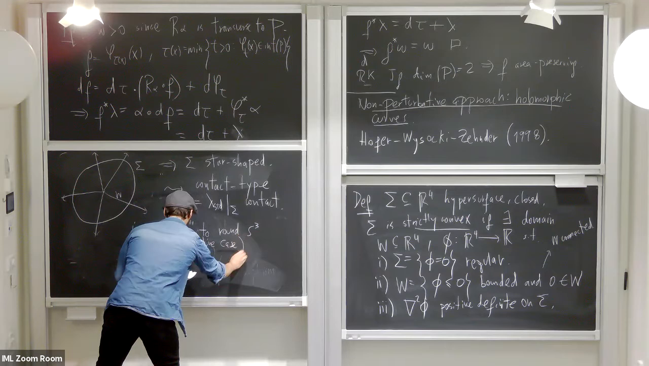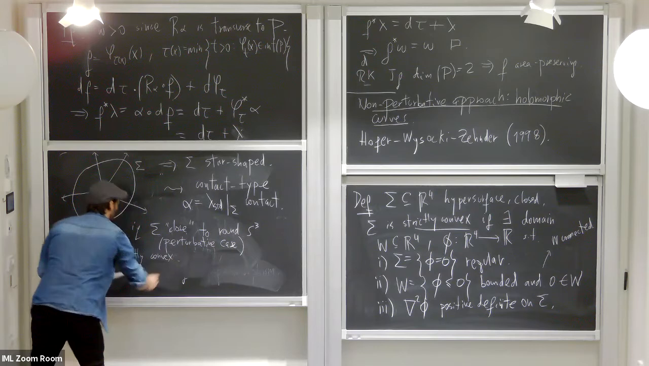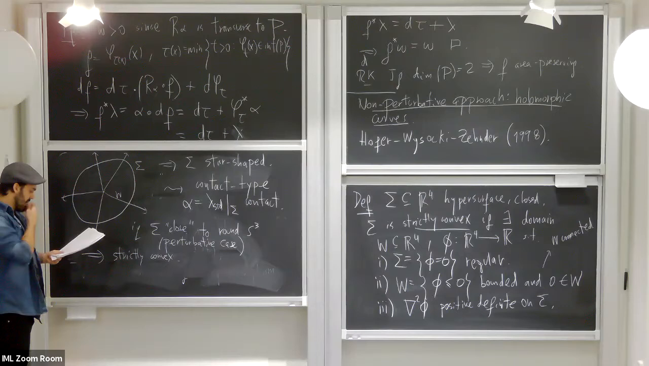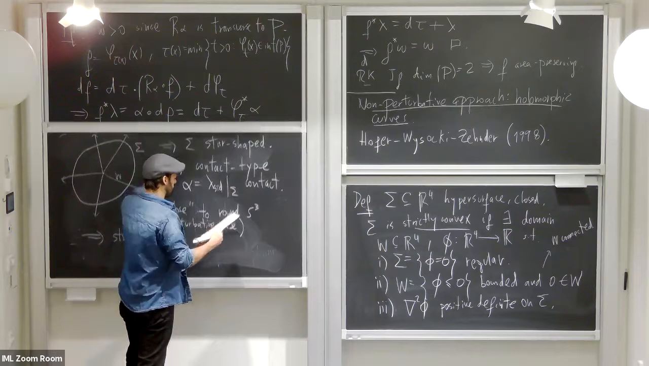This is because convexity is an open condition, this is strictly convex, in the convex world. But this notion in principle is non-perturbative, right? So you could have strictly convex subsets in R4 which are not close to the round S3. So the theorem that Hofer-Wysocki-Zehnder prove is the following.